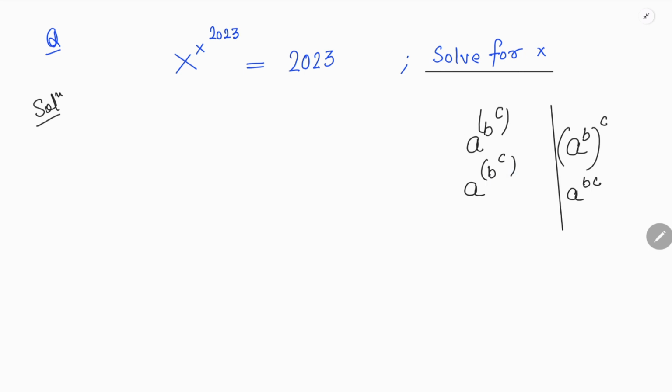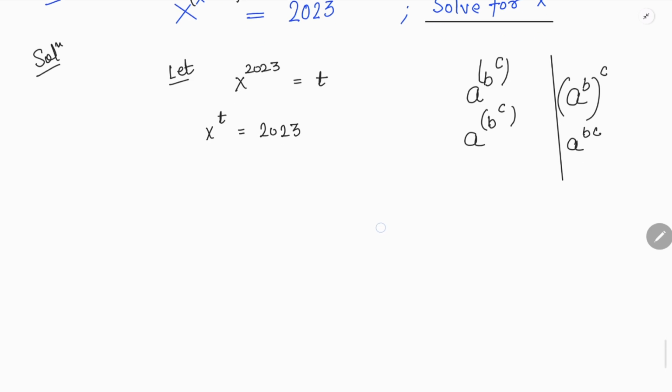So here if I see, I can write the bracket here, right? Okay, now it is x raised to power 2023. It is a very big number. So what do I do? I suppose x raised to power 2023 as t. Okay, then I get x raised to power t is equal to 2023, right?